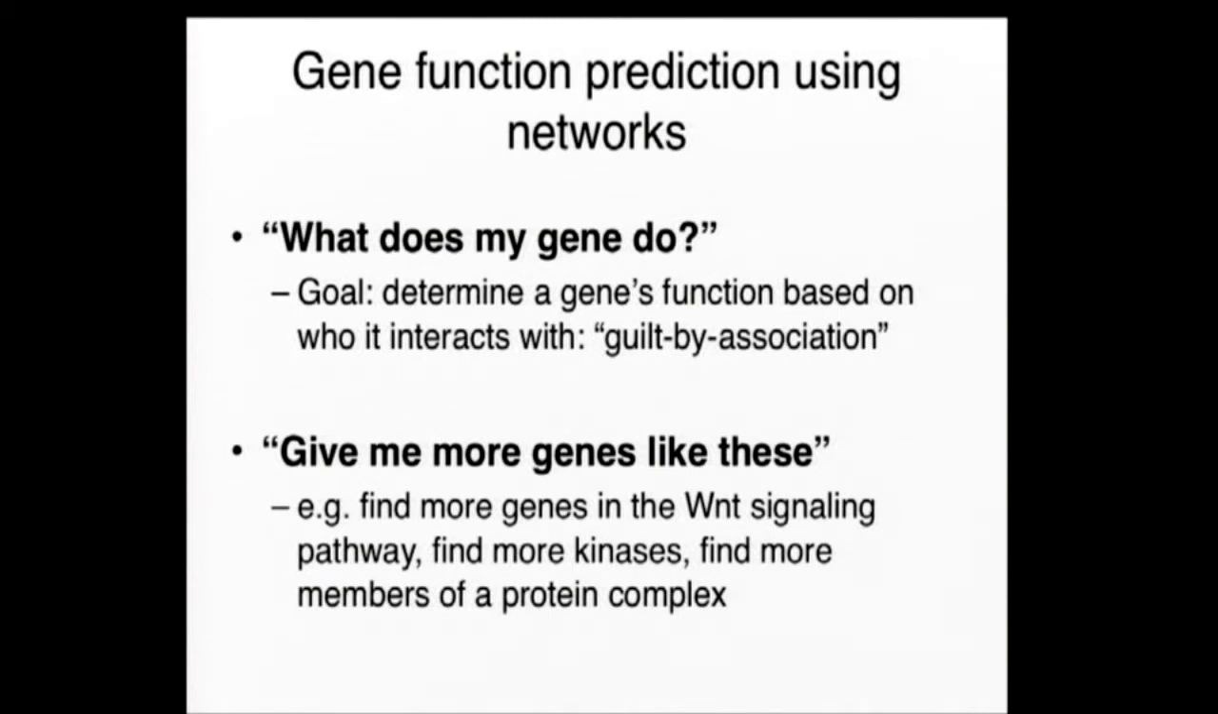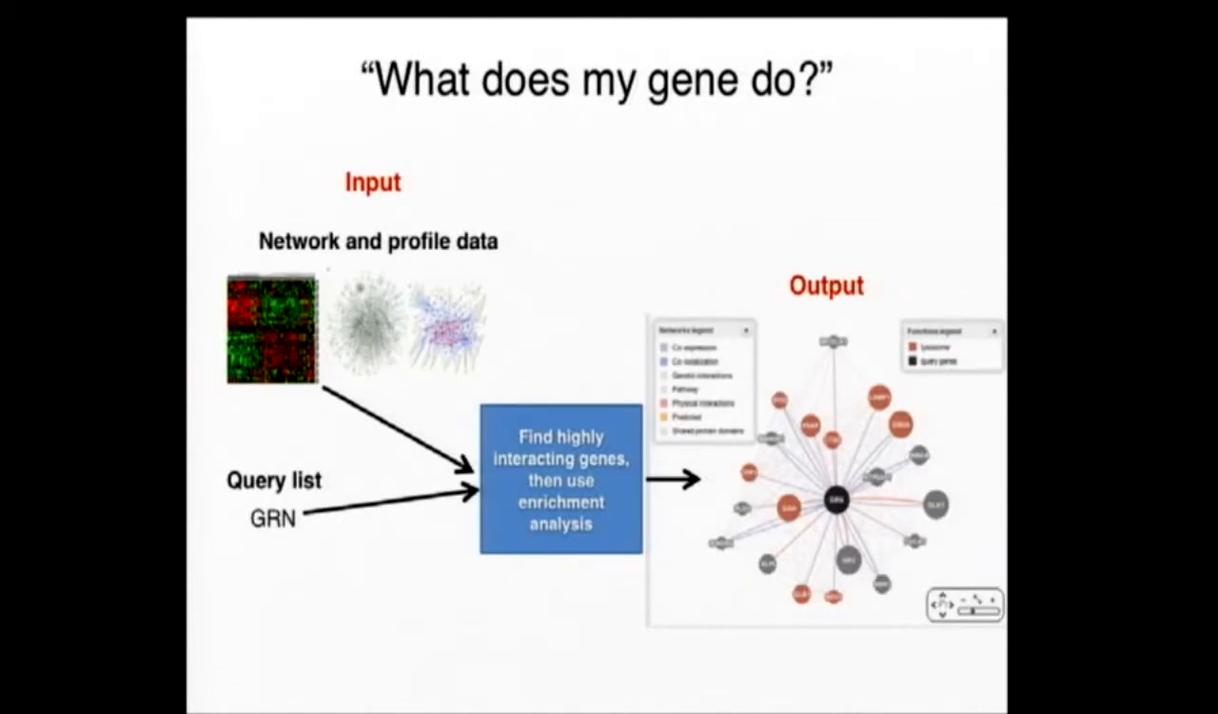by querying everything that everybody else has ever done in the field. All right? And so to answer the question, what my gene does, basically your input is all this data plus your query list. In this case, this is just one gene name. And you just find highly interacting genes.